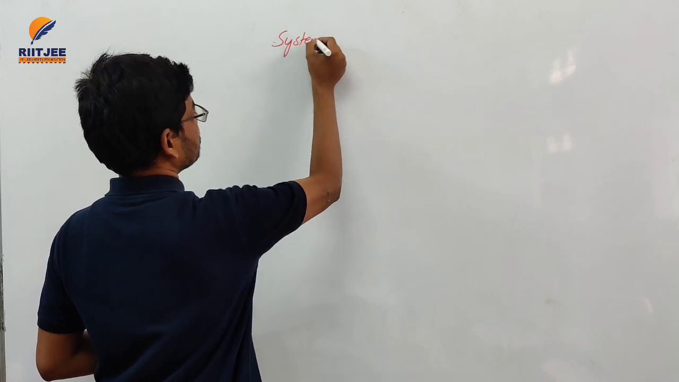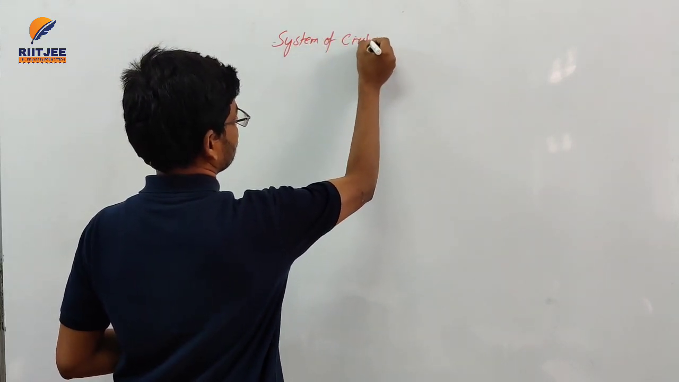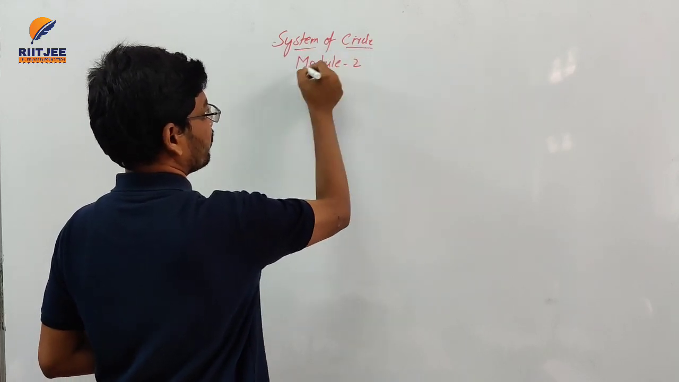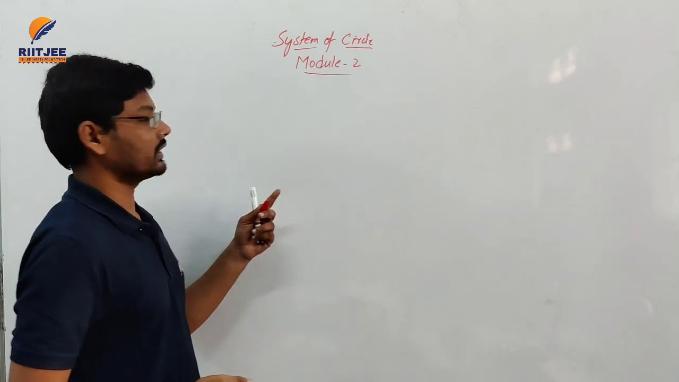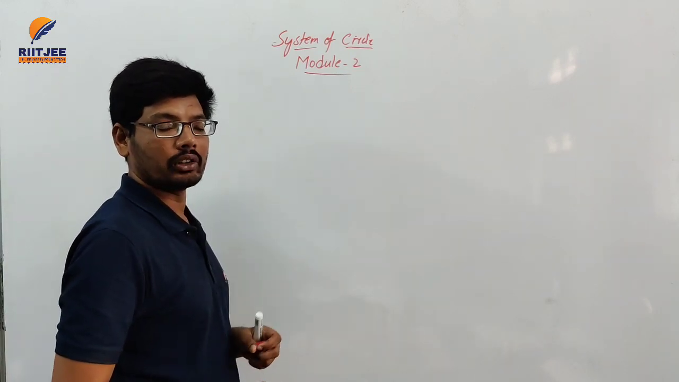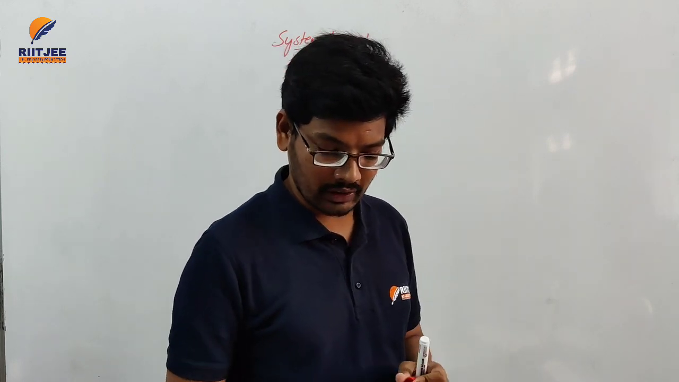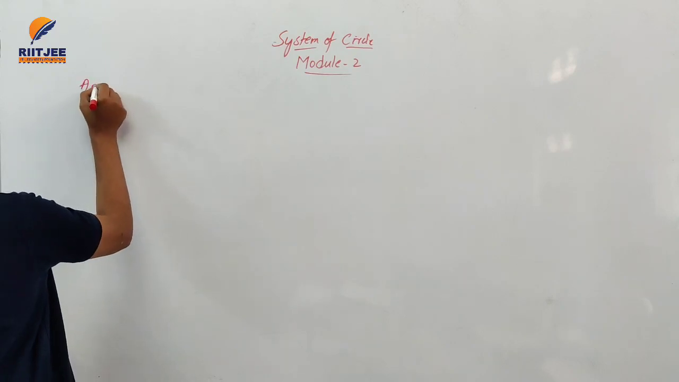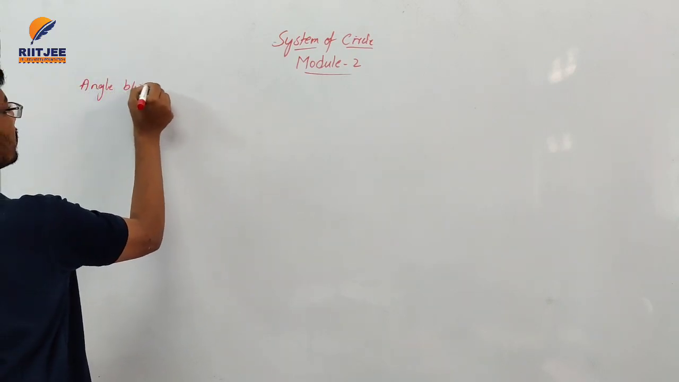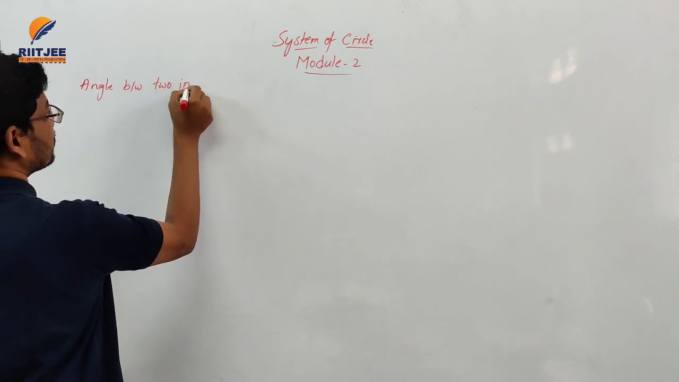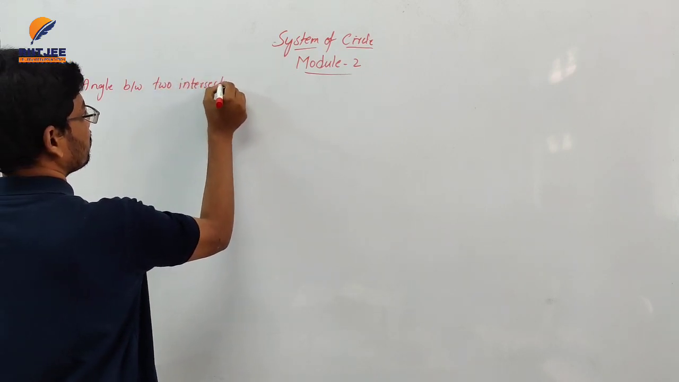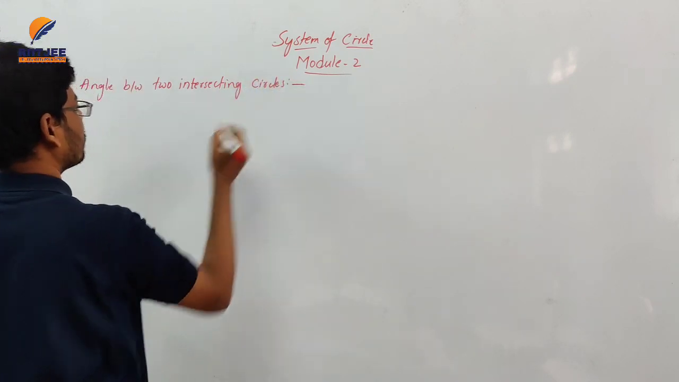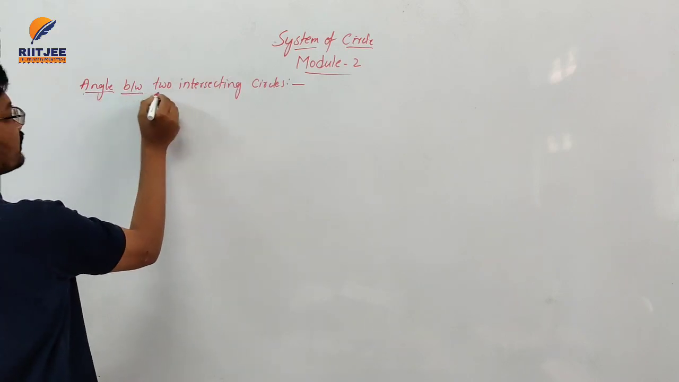System of Circles, Module 2. We have to discuss all the topics and questions in this Module 2. The first topic is angle between two intersecting circles. This is our first topic.